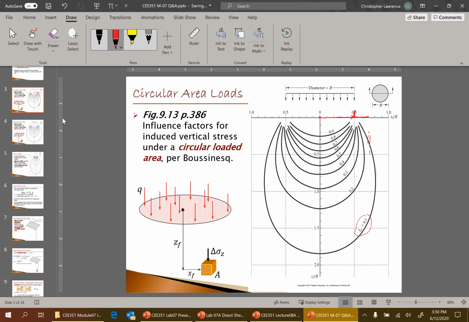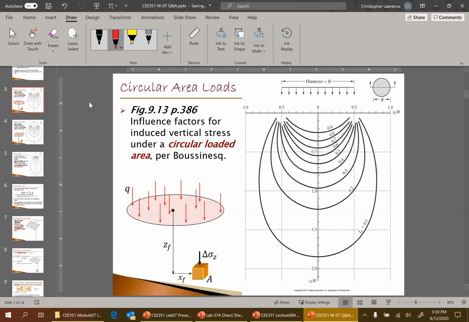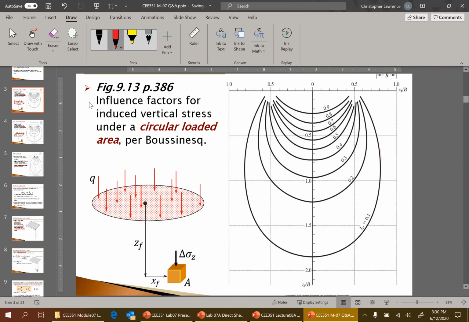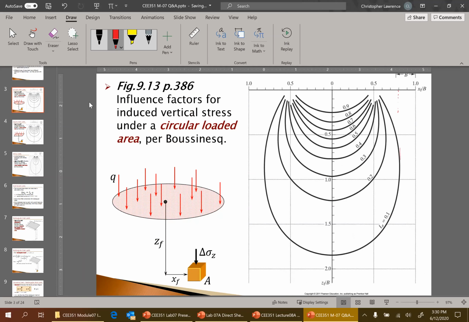But what do we have? 95 divided by 120 equals 0.792, right? So if I come out to x over b is 0.792. Wow, that's actually pretty close. Almost 0.8. Come down here carefully. And z over b equals 1. That's right there. So I come down and it's actually really close to I equals 0.1.